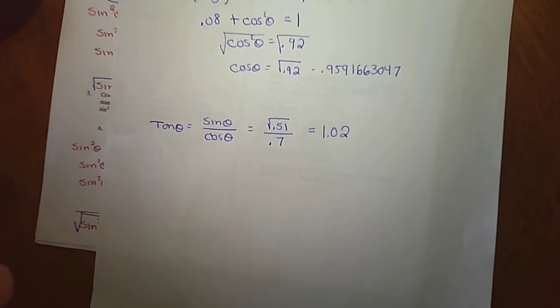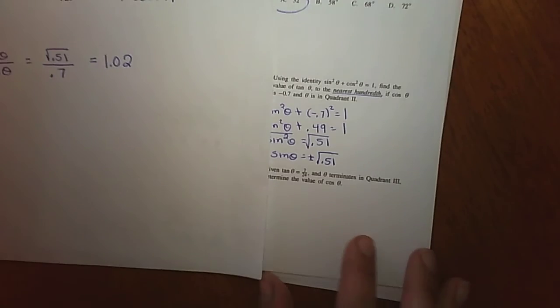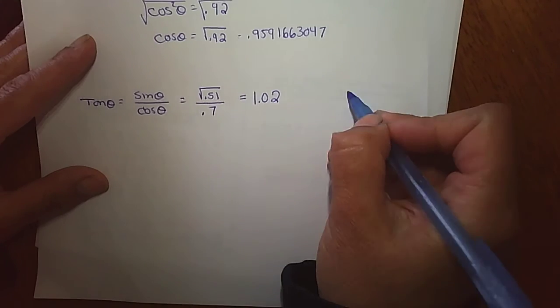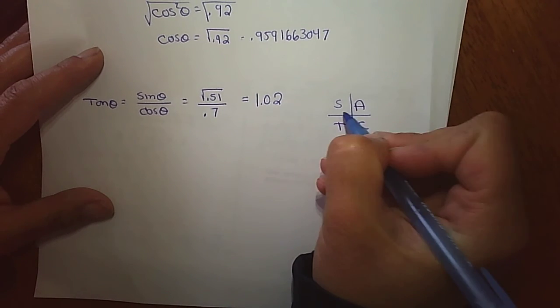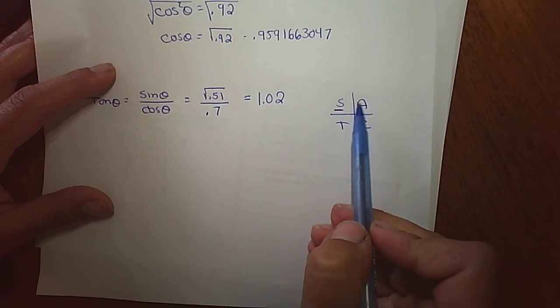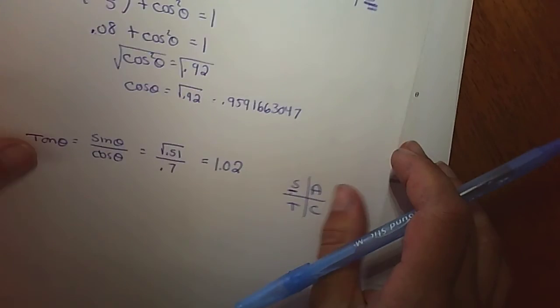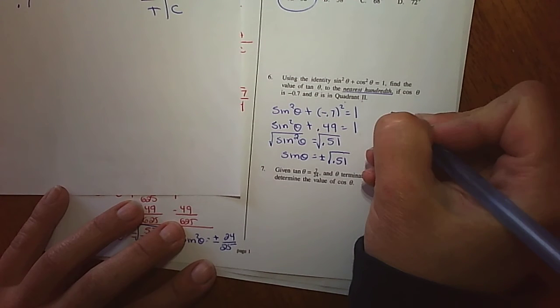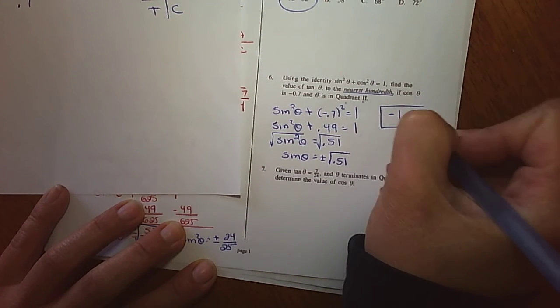Now, got to decide if this answer is positive or negative, so I got to see what quadrant we're in. We're in quadrant 2. So A, S, T, C. Quadrant 2 is right here. That's a sine. We're doing tangent, so that means the answer has to be negative. So the answer to this question is negative 1.02.